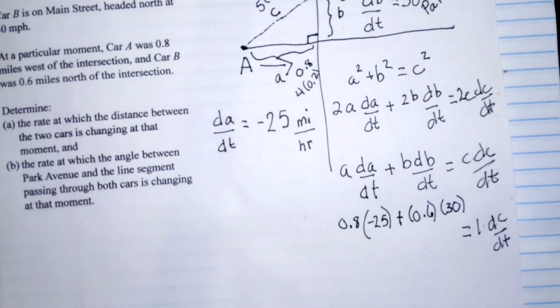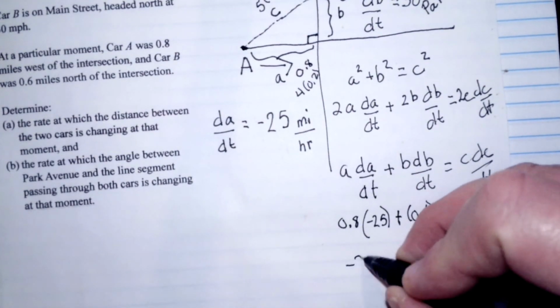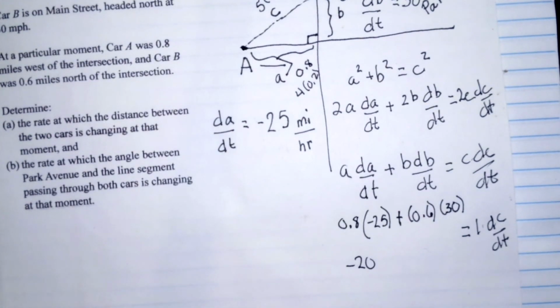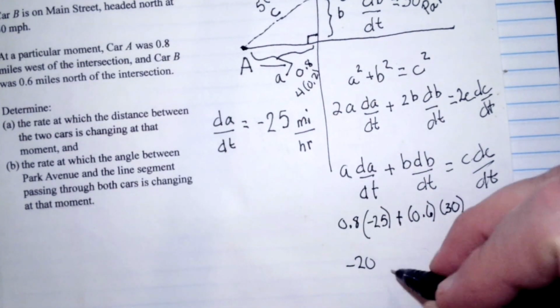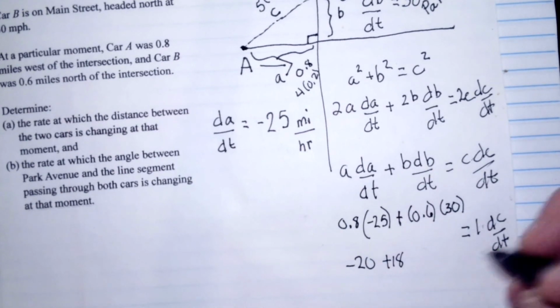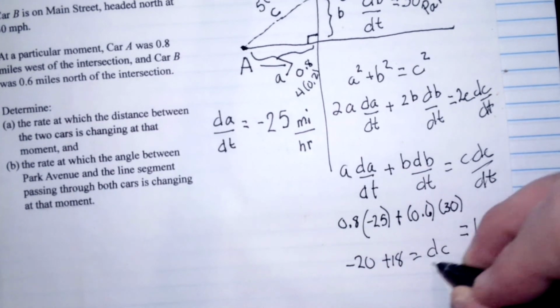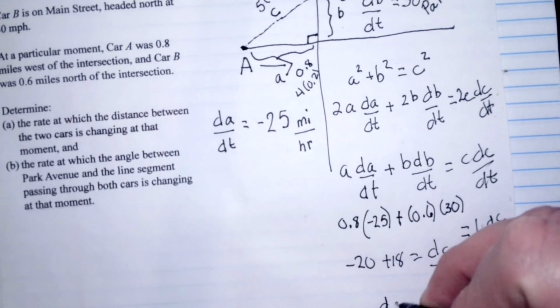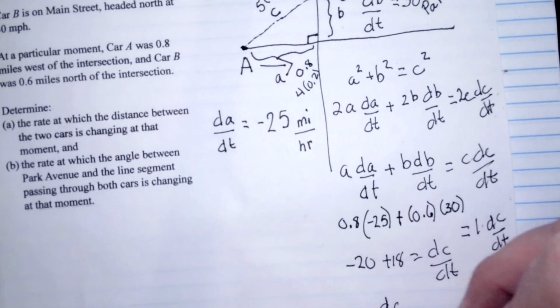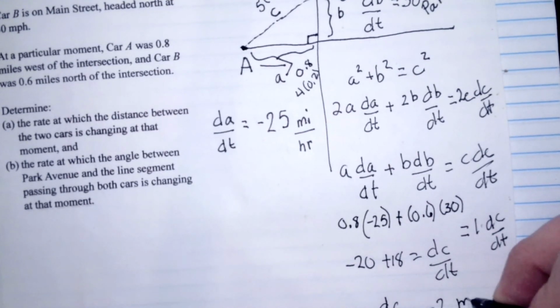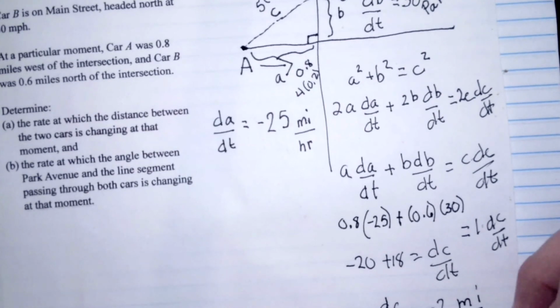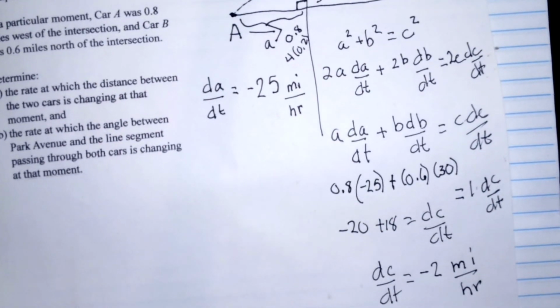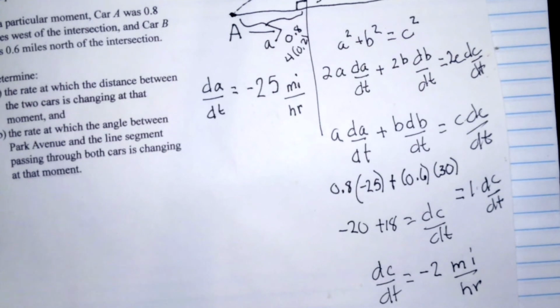Alright, so let's do some calculations. 0.8 times negative 25 is negative 20. 0.6 times 30 is 18. And then that's equal to dC/dt. So dC/dt is negative 2 miles per hour. The distance between the two cars is actually decreasing.